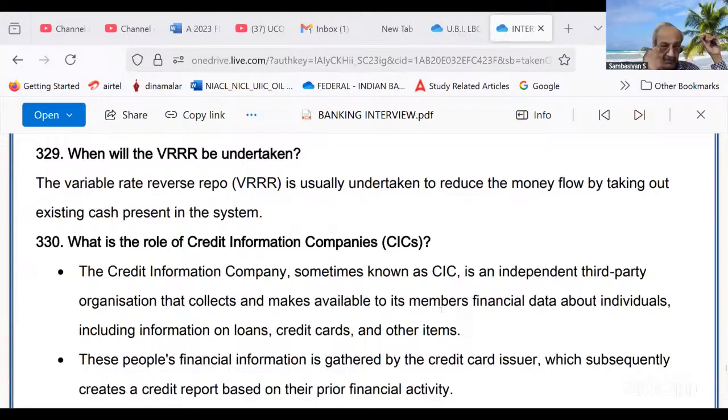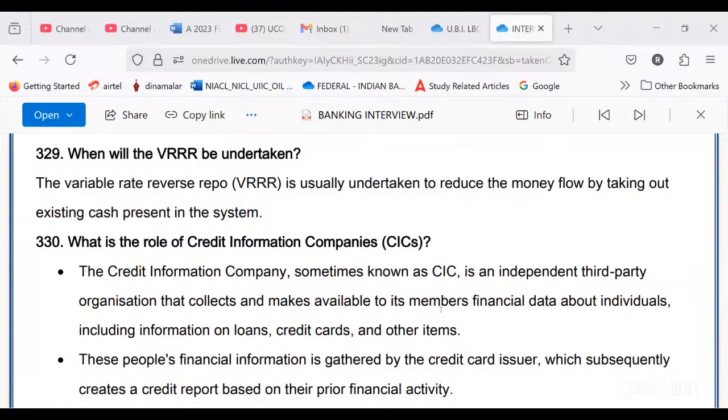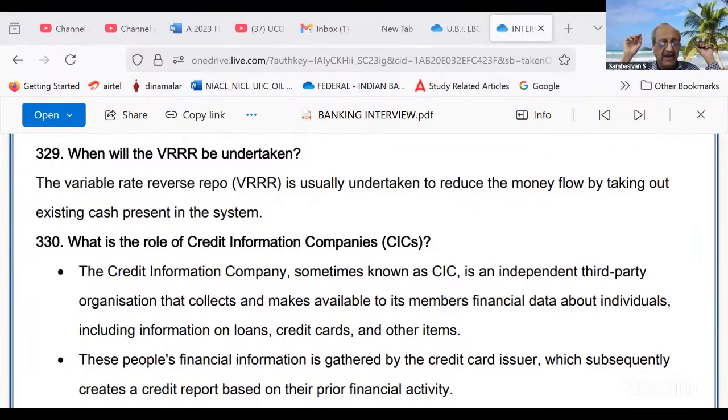Continue. 329. When will the VRR be undertaken? The variable rate reverse repo VRR is usually undertaken to reduce the money flow by taking out existing cash present in the system. See, if the market is having lot of money, then government RBI may say, come on, you give us back the money, you keep it in our reserve bank account, we will give you variable reverse repo.